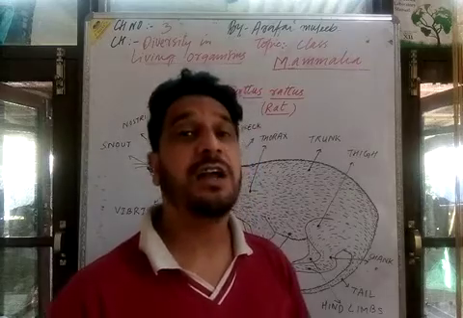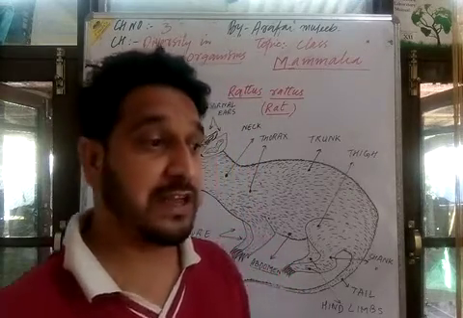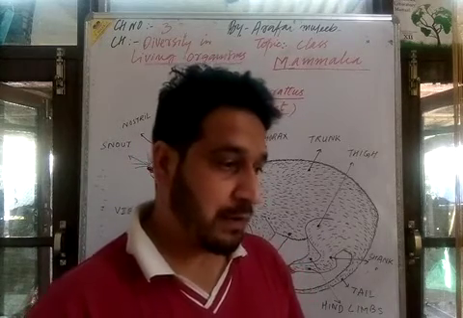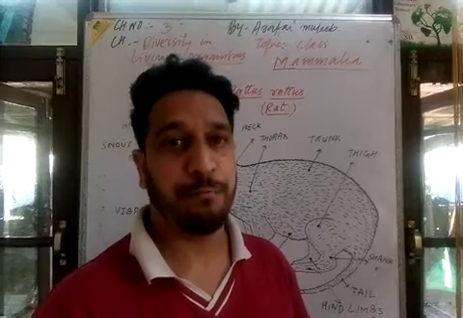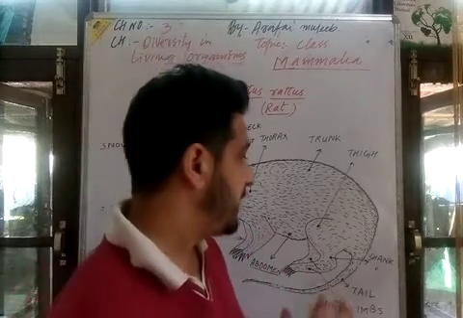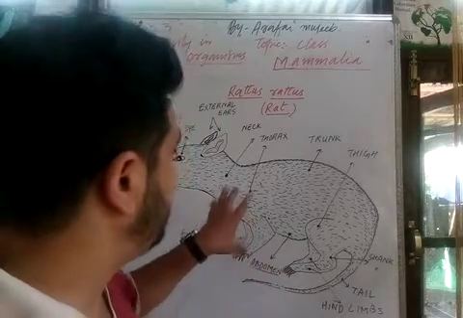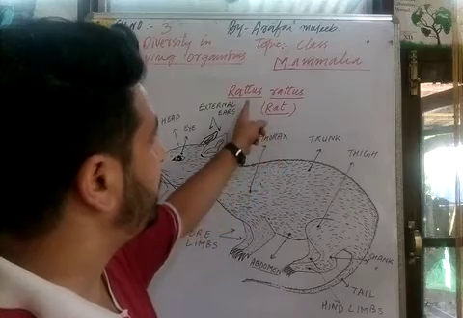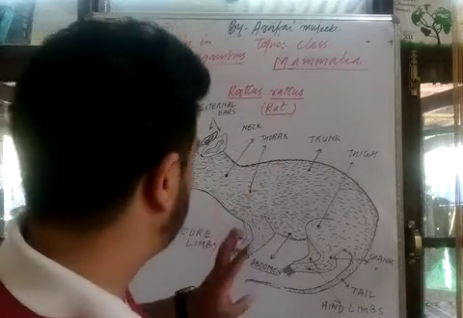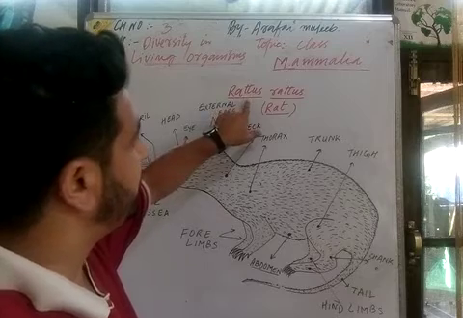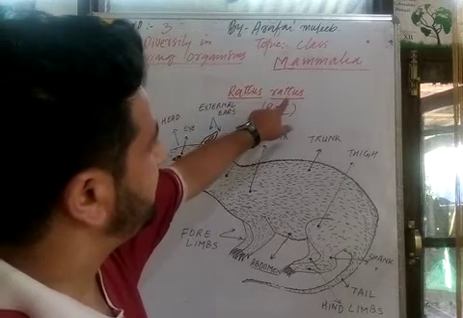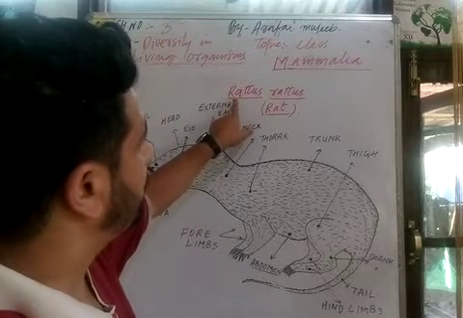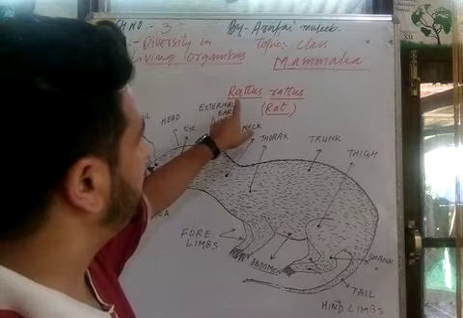This class has highly evolved organisms. They develop a complex type of organ system, and they have a highly developed brain. Before I go further, I take an example of the common rat. The scientific name is Rattus. The first name is the generic name, Rattus, and then the specific name.